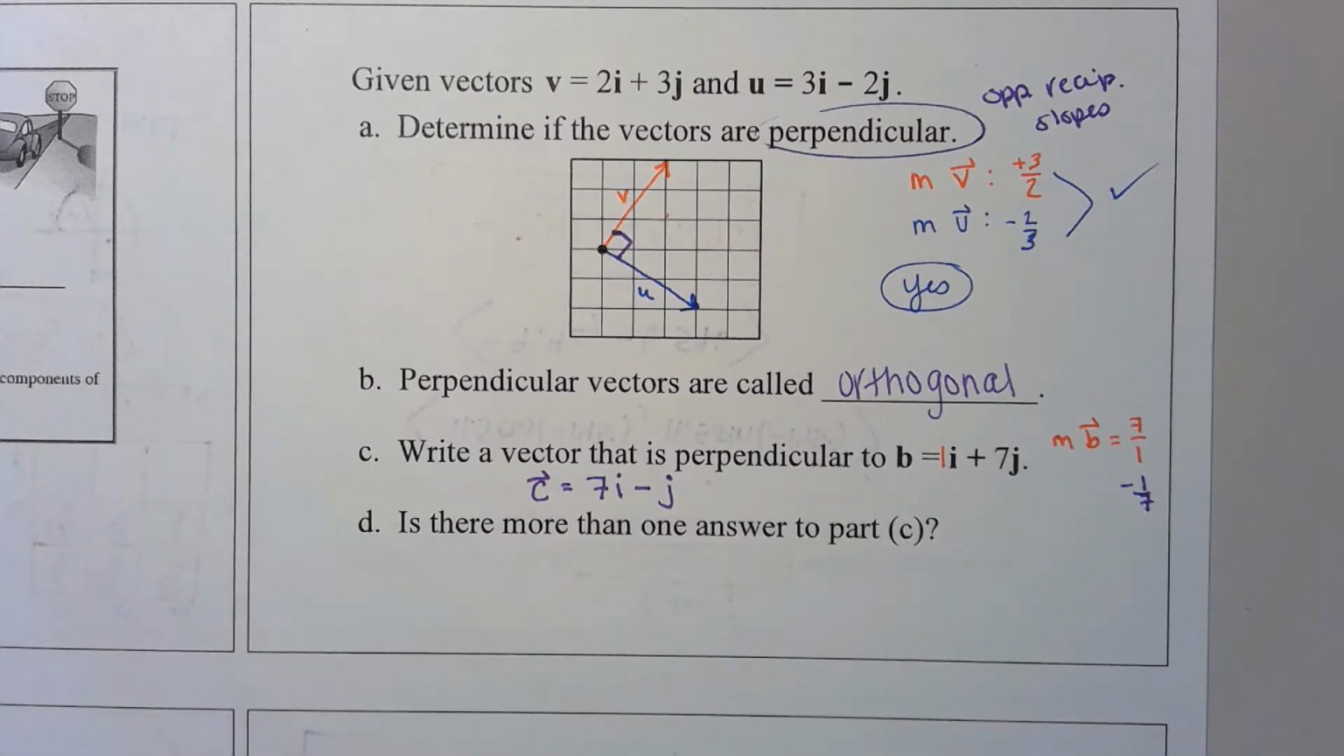Is this the only vector that is orthogonal? And let's look at even our picture in part A. I started with vector V and vector U.